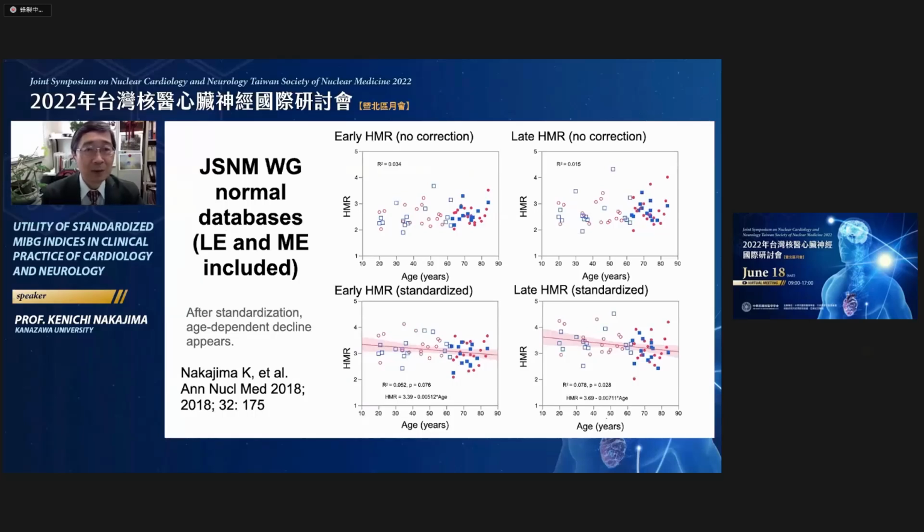So what about the effect of standardization on normal values? Before correction, since the database included LE collimator and ME collimator and various vendors, there was no correlation between age and the HM ratio. However, after standardization of the HM ratio, we can note that the HM ratio is gradually decreasing with age.